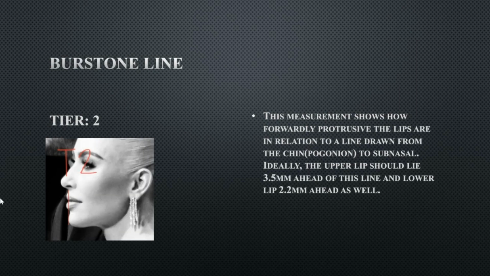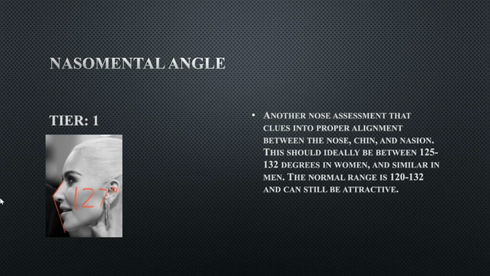Like I said before, her bottom lip is more protrusive than her upper lip, as you can see right here, but it's ever so slightly. And this one is very, very close. It's a tier 2. The Burstone line goes from the subnasale down to the chin, and her bottom lip and her upper lip are actually the same size. It might look like it's not, but it's actually the same distance. And you want your upper lip to be a little bit more than your bottom lip.